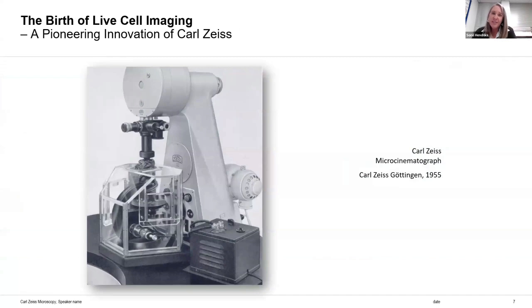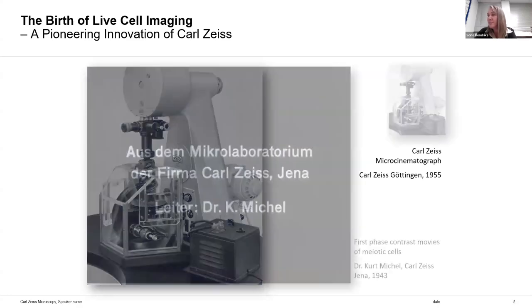But before we discuss different technologies, let's first start looking back into the past and look at the system called a microcinematograph that was built by Carl Zeiss in the late 40s. Looking at this image of the system, we can see there are many familiar parts. Of course, there's a microscope, and around the microscope, there's an incubation chamber to keep the temperature constant. And attached to the microscope via an adapter is the cinematograph, which is the machine that will help us to take a movie of our living sample.